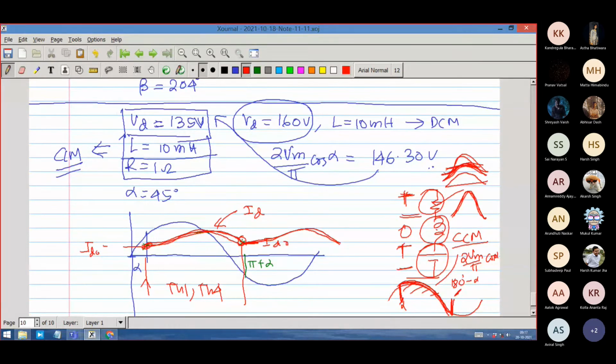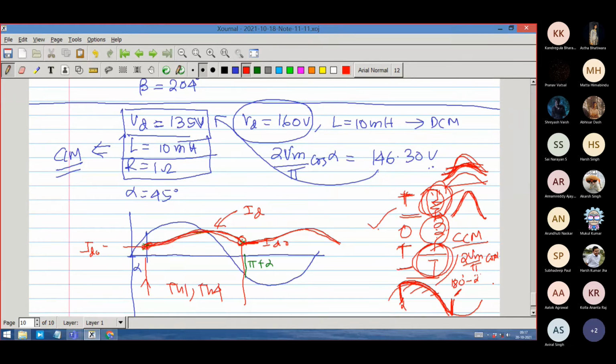So this is why we require the rectified voltage 2 Vm by pi cos alpha to be greater than this, because otherwise how will this drop be accommodated? You have to accommodate the resistive drop. So that's why 2 Vm by pi cos alpha has to be greater than Vd, right? As well as the second condition, that the inductor is large enough to keep the current level above 0.